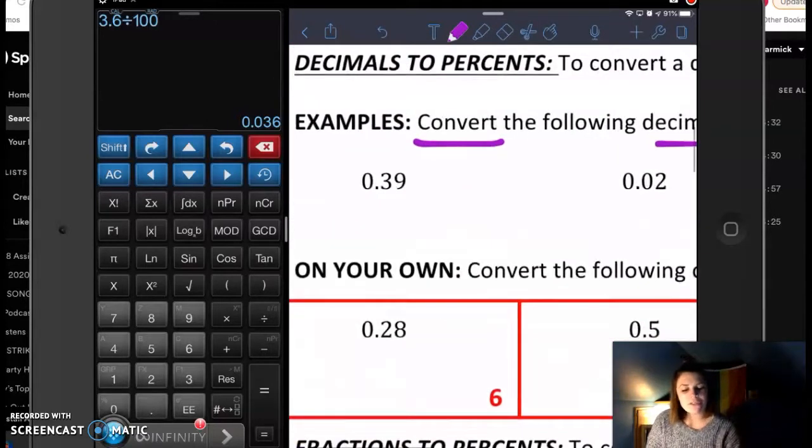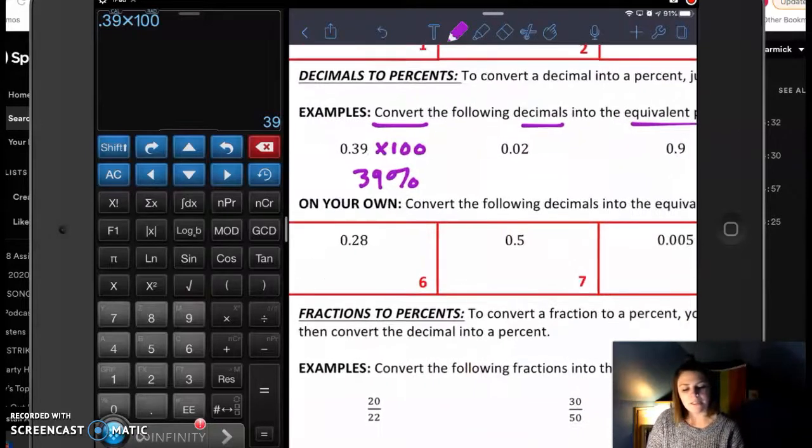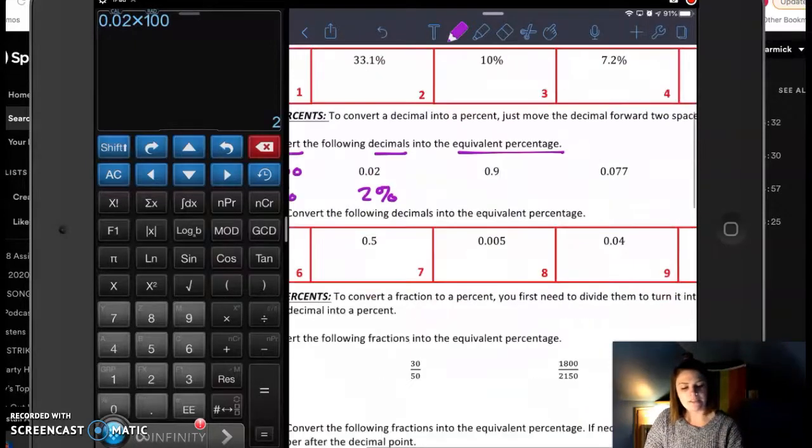So all we need to do is just take this number and go times 100. Super simple, 0.39 times 100, and we get 39. Now that seems so simple, but they do get a little bit more complicated. So for example, 0.02 times 100, 2%.